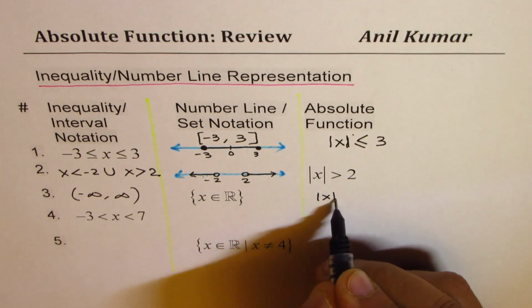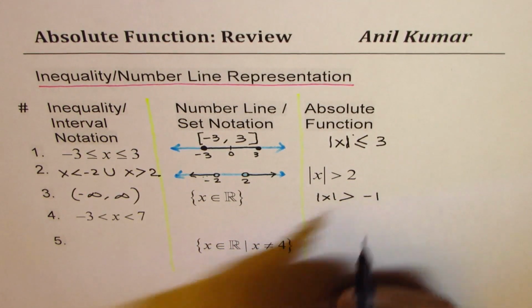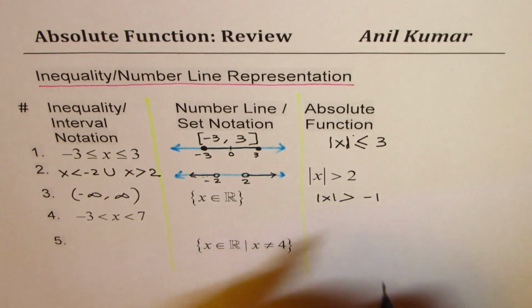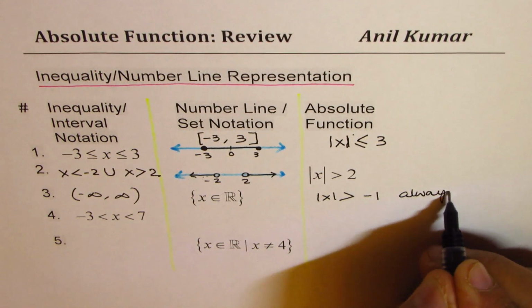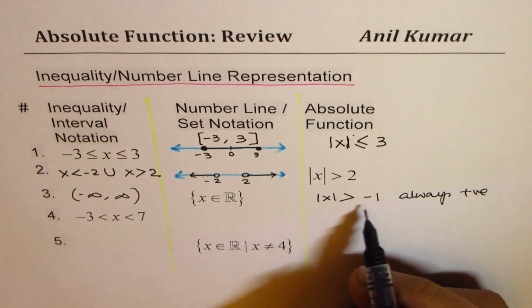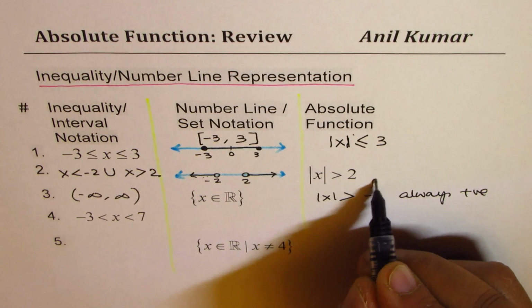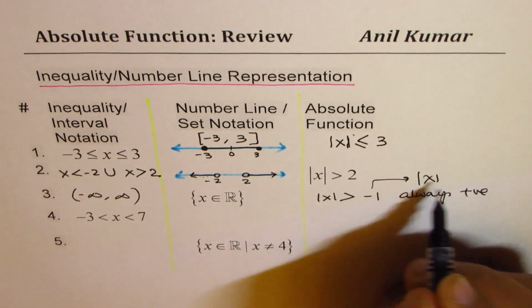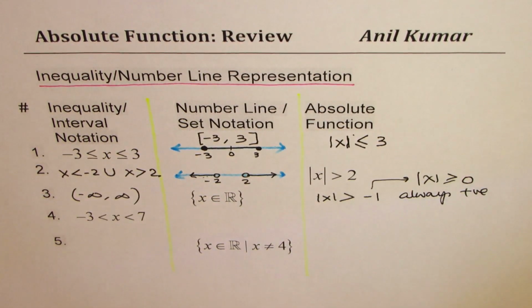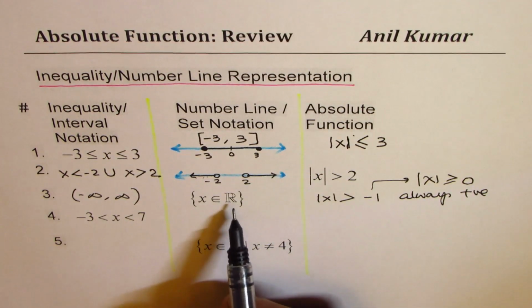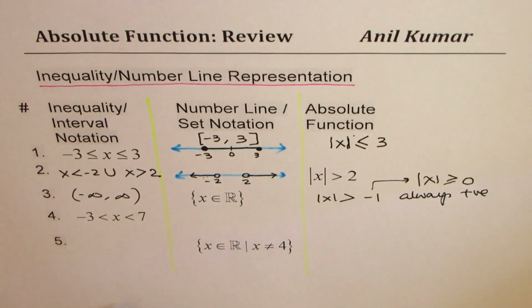If I write absolute x is greater than minus 1, will I get all real numbers? Since absolute x is always positive, always it is going to be greater than minus 1. Yes, so that's true. I could also say for this another example, absolute x is greater than or equal to 0, right? That's its range. Range is all real numbers. You get an idea, right? So these are good examples.